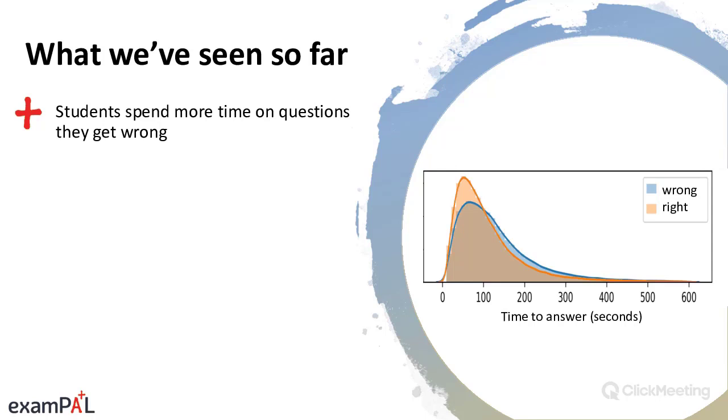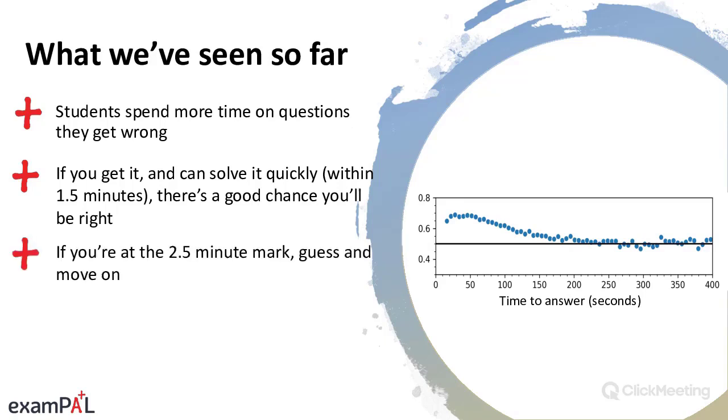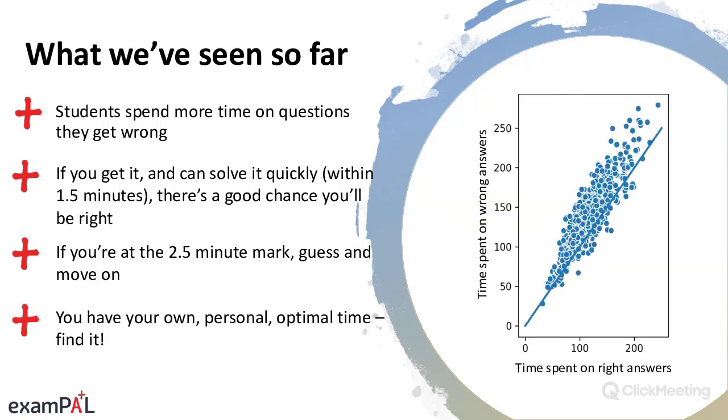Take-home number one is that students in general spend more time on questions that they get wrong. If you can get it and you can solve it quickly, there's a good chance that you'll be right. It's not 100% ever, but it is much, much better than further on. If not, if you don't recognize it, at the 2.5 minute mark, ideally you'll recognize questions that you don't know how to deal with, that you don't understand, much sooner, after 30 to 40 seconds max, and already at that point you'll skip them.